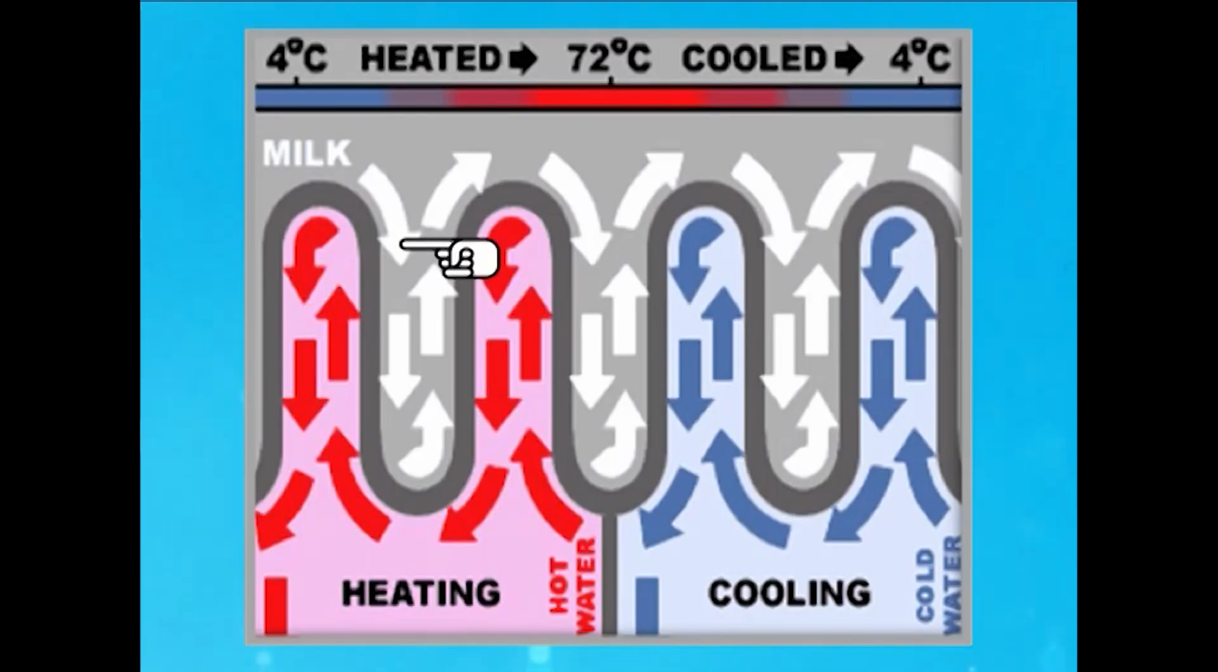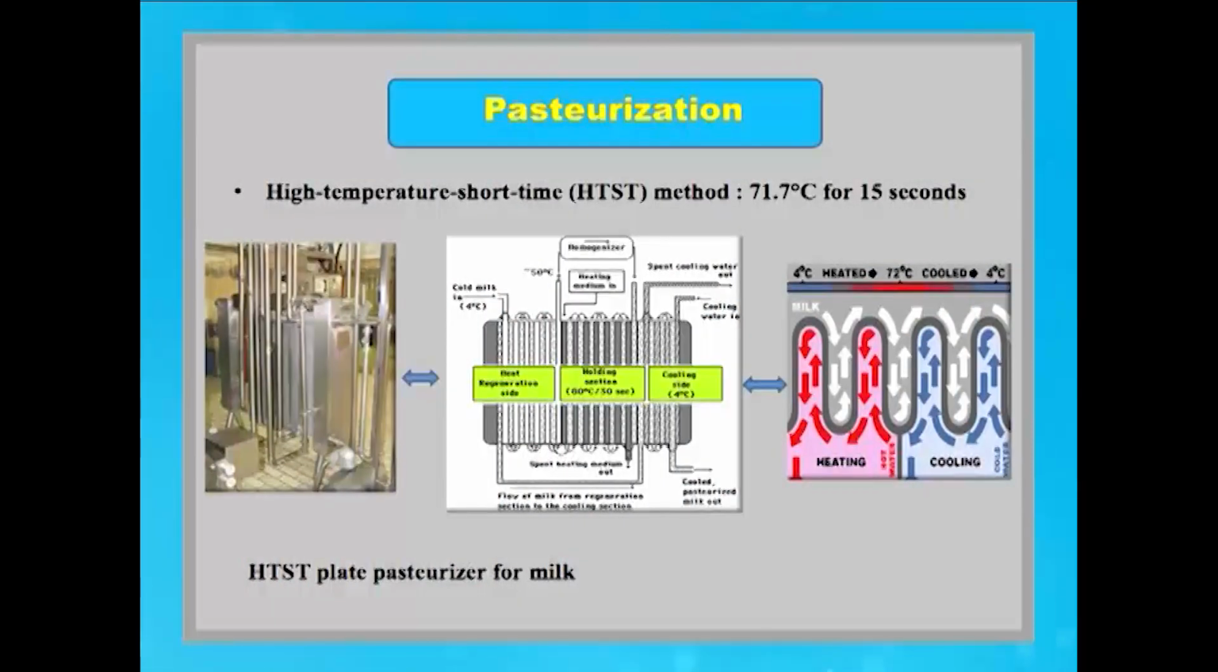The milk, as you can see over here, shown by the white arrow, is being flown through this tower. In the heating tower, it is kept for 15 to 30 seconds, which is called the holding time of the product. And after this, it is immediately subjected to the colder temperature of 4 degrees Celsius. So in this way, the HTST pasteurization of the milk takes place.